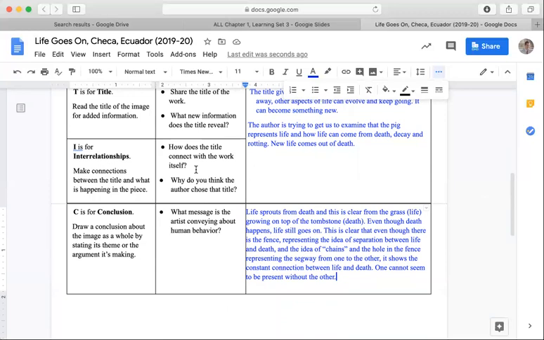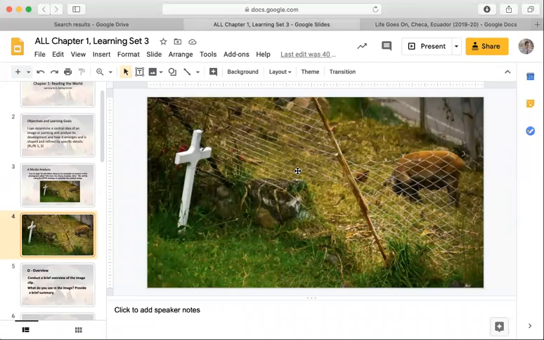And then we tried to come up with a conclusion about what the photographer is trying to say through their work. And here we decided that it is very clear from the different elements that life does continue, right? Even though death and life are interconnected, and that they're this endless cycle, that one can't be present without the other, that life continues to keep going despite death being a constant presence in our life. So I hope that this screencast was helpful in working through the OPTIC analysis.